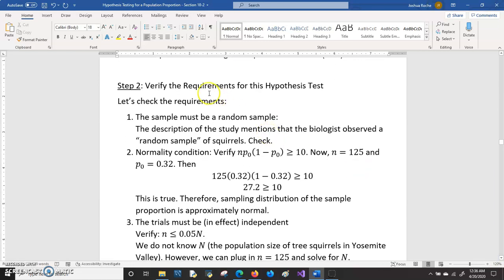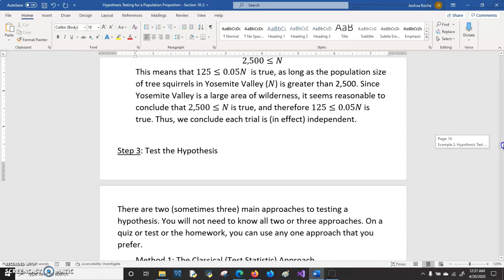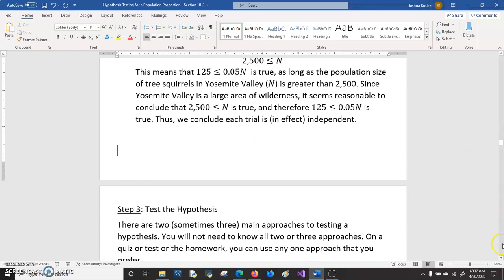Step 2 is to verify the requirements for this hypothesis test. And for this lecture video, I won't go into detail on verifying these requirements. It's very similar to the first example that we did in the first 2 videos. I'm going to go on to step 3, which is to test the hypotheses.